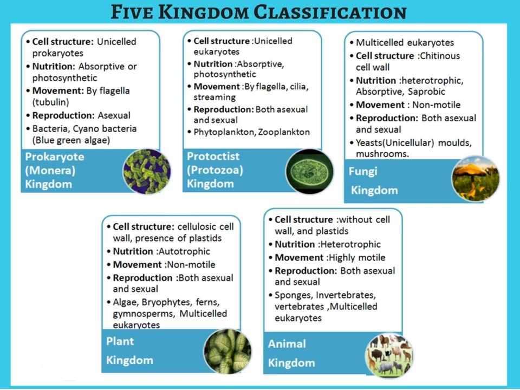Fungi are basically heterotrophic, that is, they derive their nutrition from other organisms. Some fungi are absorptive, that is, they live on living cells such as animals and plants and derive their food from them. Other fungi are saprobic or saprotrophic, which live on dead material and derive nutrition from them and help them decompose. The movement is restricted in fungi and they are basically non-motile. Reproduction is both sexual and asexual mode.